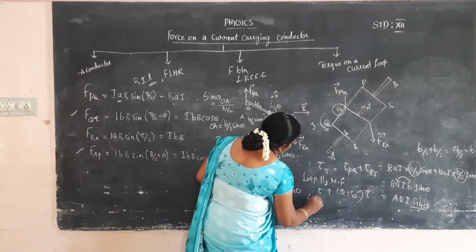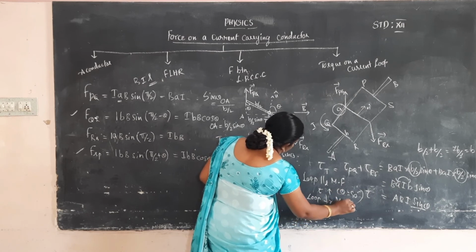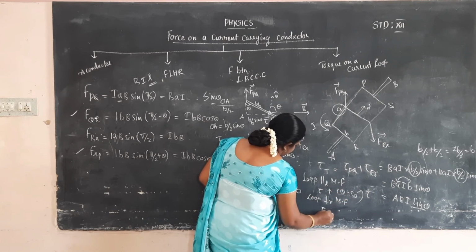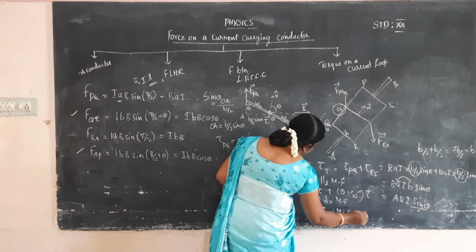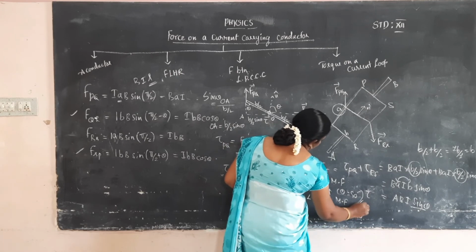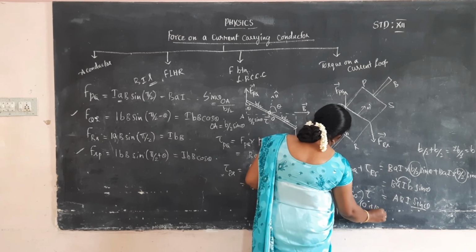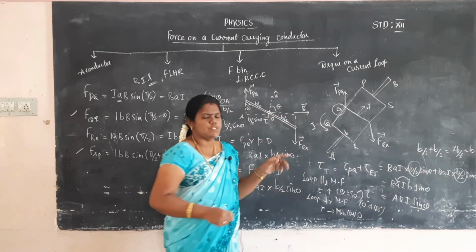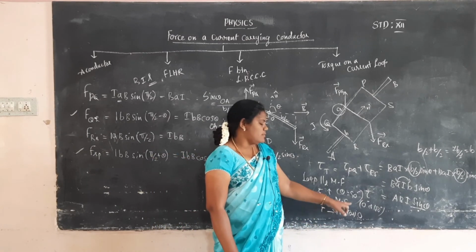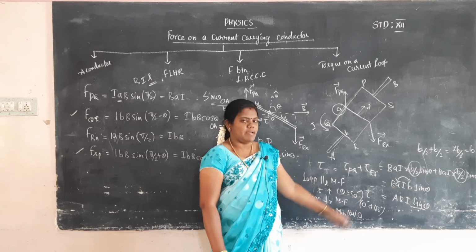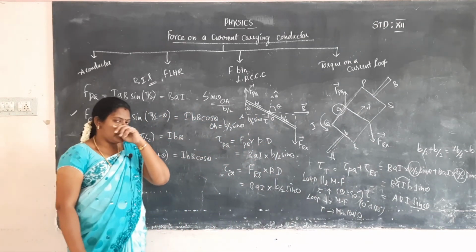When the loop is perpendicular to the magnetic field, the torque is minimum. Minimum means 0, when the angle is 0 or 180. Sin 0 is 0, and sin 180 is also 0. So torque tau is minimum when the loop is perpendicular to the magnetic field. So this is the way to easily calculate the torque on a current loop.